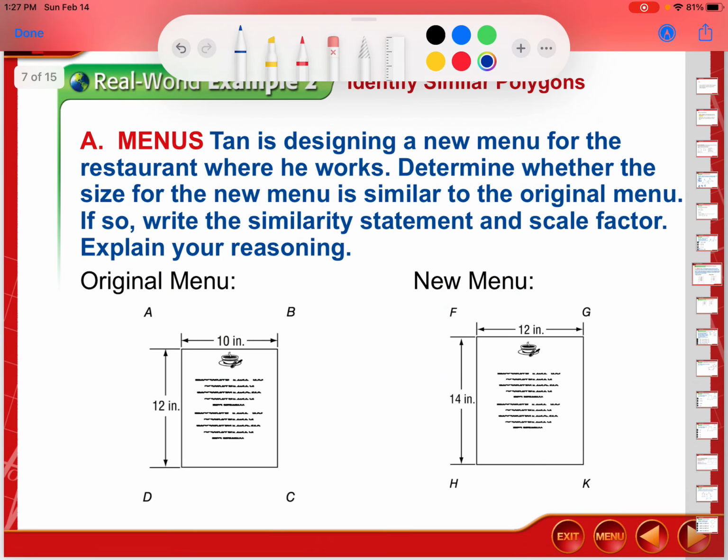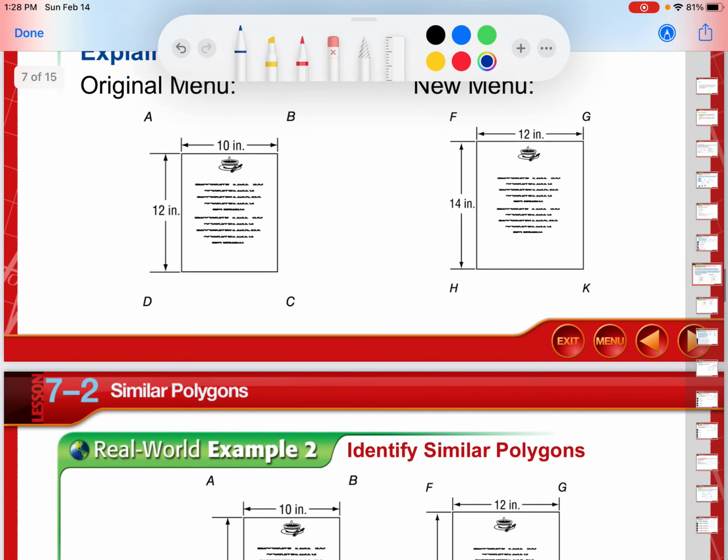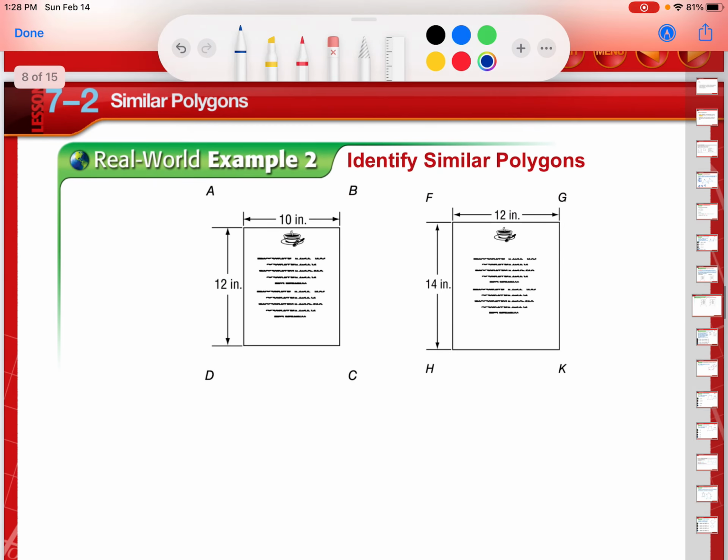All right, continuing on. So Tan is designing a new menu for the restaurant he works at. Determine whether the size for the new menu is similar to the original menu. If so, write the similarity statement and scale factor. Explain your reasoning. So the original menu is 10 by 12 and the new menu is 12 by 14. So on the next page, we're going to work through this.